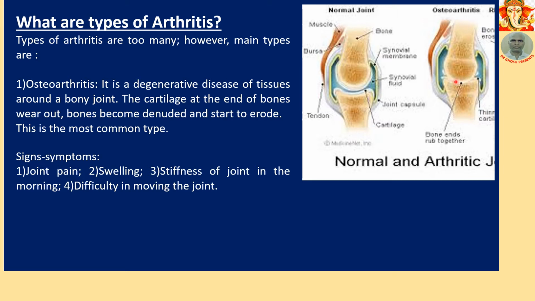The cartilage at the end of the bones wear out. This cartilage, this is one cartilage, this is another cartilage. These cartilages are worn out here. The bone becomes denuded and starts to erode. This is the most common type. This is called osteoarthritis. Signs, symptoms: joint pain, swelling, stiffness of joint in the morning, difficulty in moving the joint.